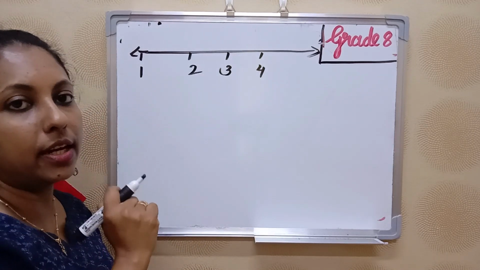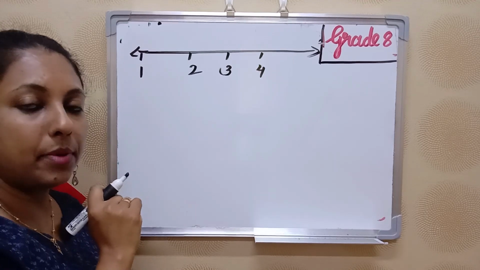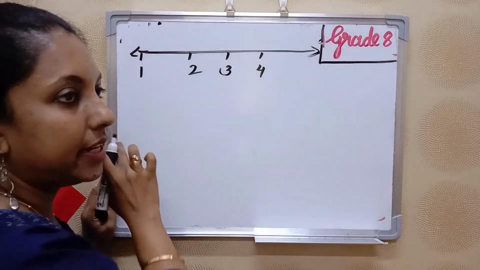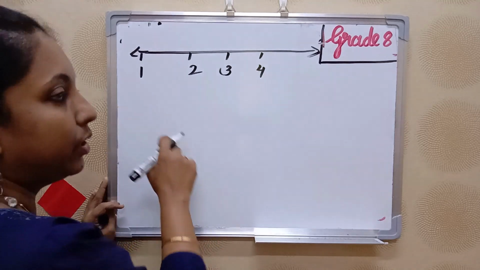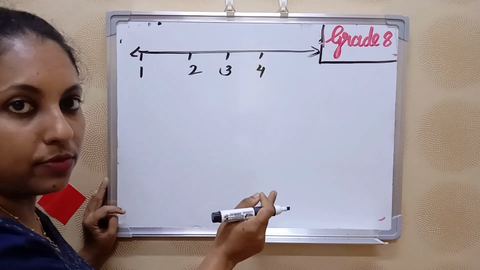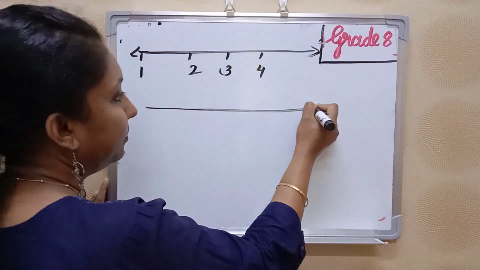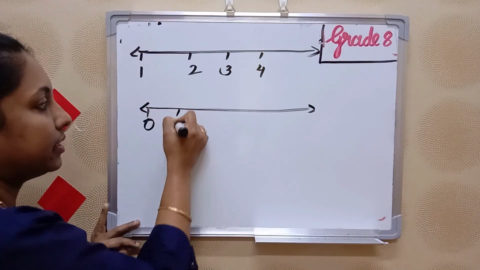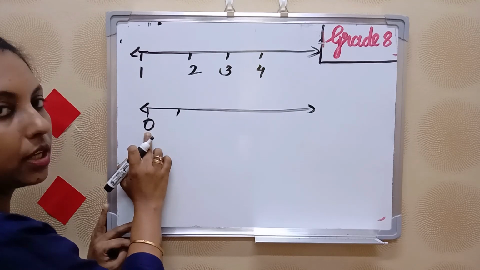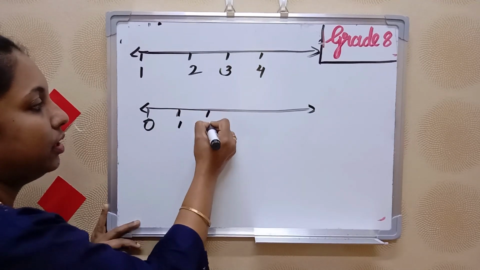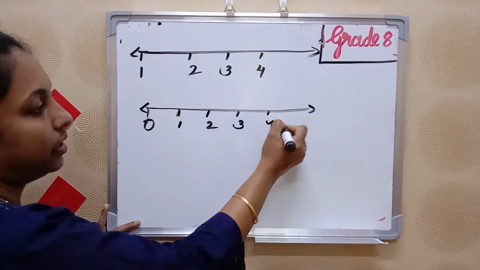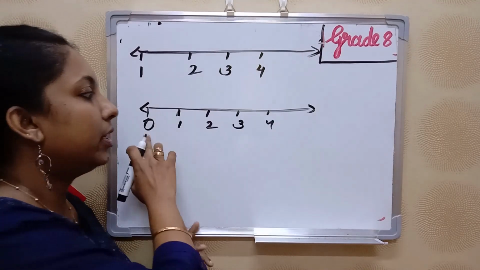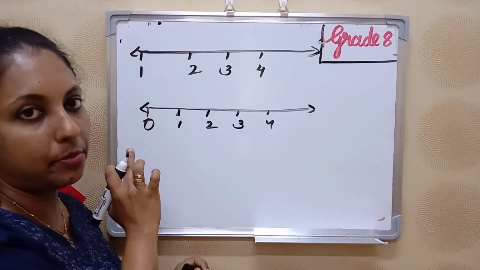Next is how we can represent a whole number on the number line. For whole numbers, the line extends from 0. The line extends indefinitely from the right side of 0: 0, 1, 2, 3, etc. This way we can represent whole numbers on the number line.